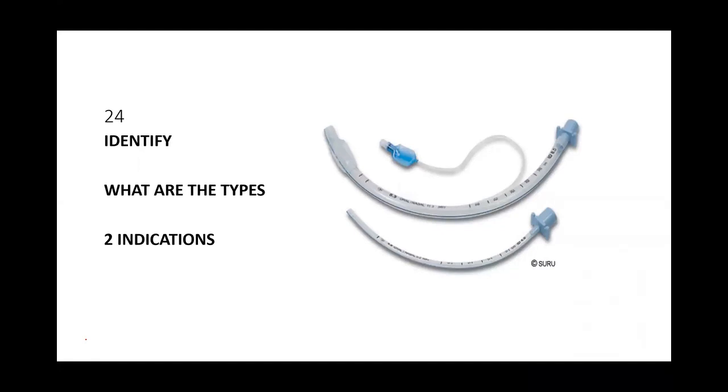Okay, identify. Tracheal tubes, cuffed and uncuffed. Yes, this is the cuffed one. This is the cuff here. And this uncuffed one is used for children. Yes, sir. This is used for adults.